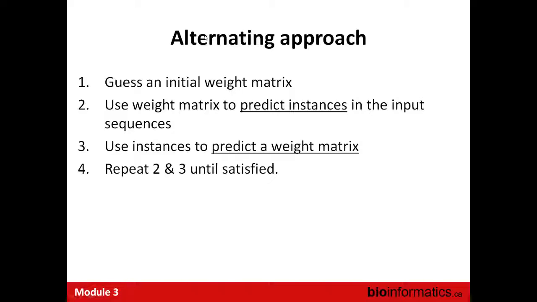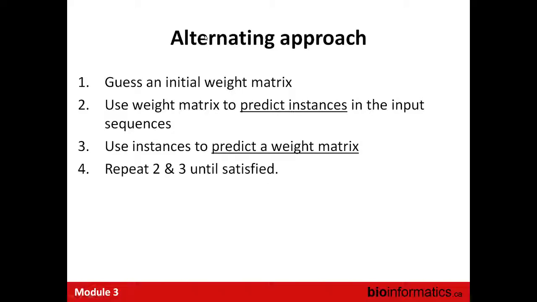So we have a model, which is the PSSM. We want to come up with parameters, which are the values that go into the PSSM. A simple way to do this is just to guess the parameters and use those parameters to score the sequences that you have and see what gets you the highest score.